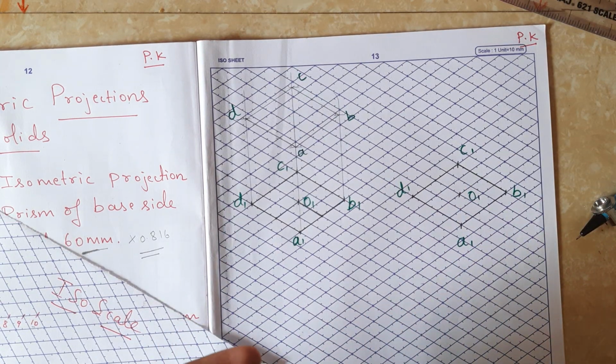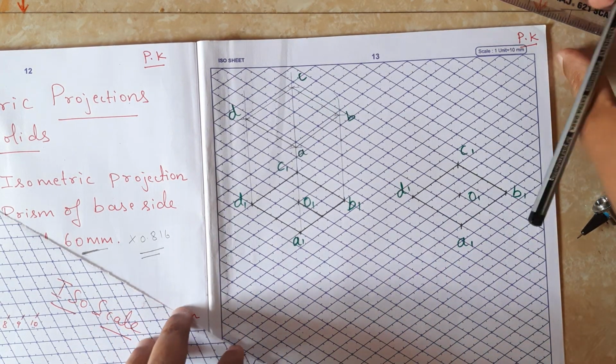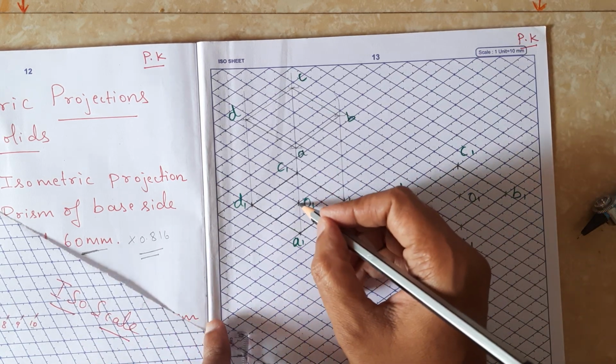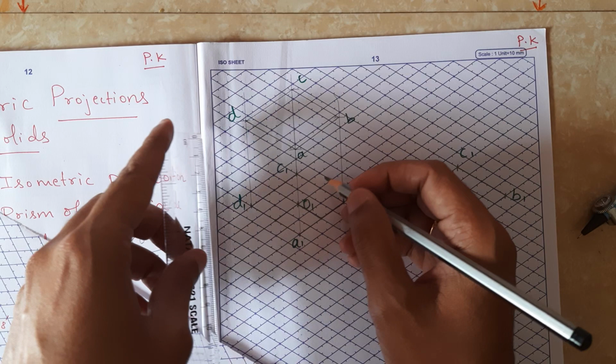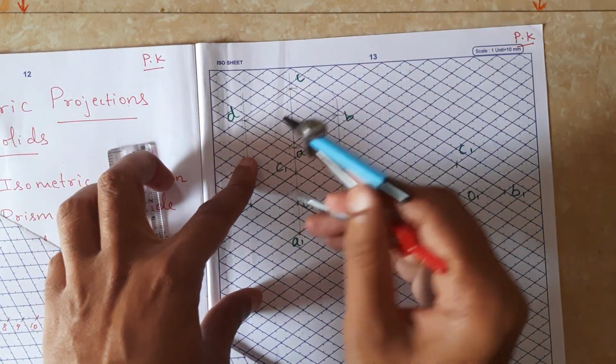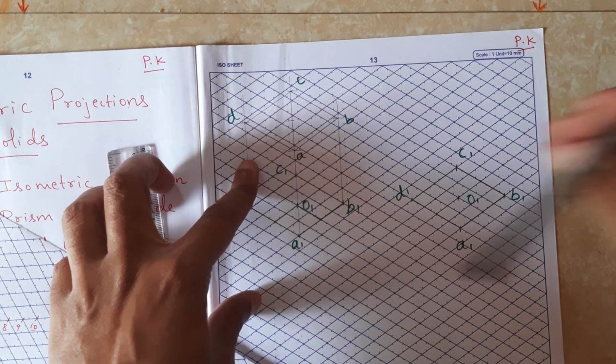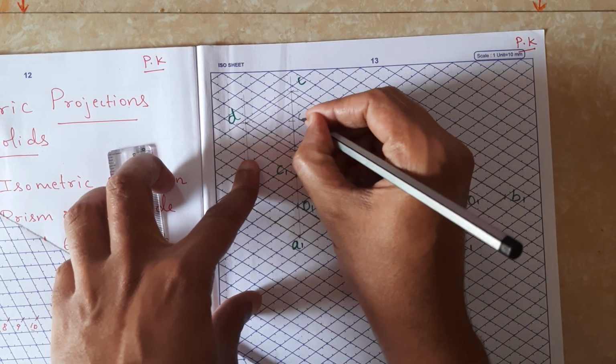In the same way we can also locate the center of the square, right? How to locate the center? From here also I am going to cut the arc. So this is O.